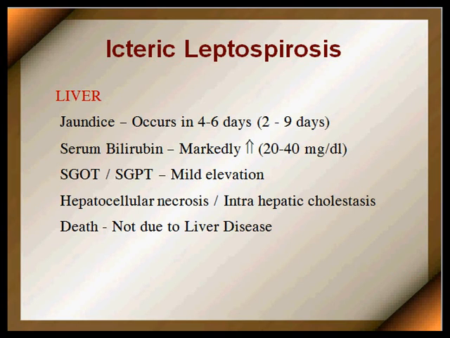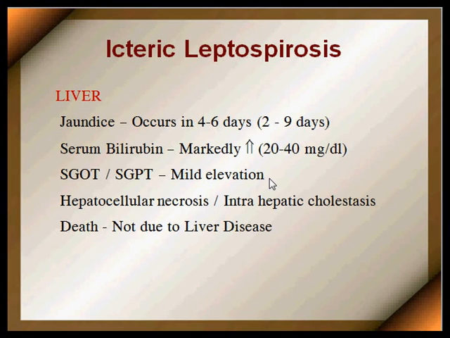Icteric leptospirosis, the liver is the target organ there. Jaundice occurs in 4 to 6 days, usually in 2 to 9 days after the exposure. Serum bilirubin is markedly elevated compared to viral hepatitis. In viral hepatitis we see 2 milligrams, 4 milligrams, 5 milligrams, but not 20 and 40 milligrams. Here in icteric leptospirosis, marked elevation of serum bilirubin and a very mild elevation of the liver enzymes. The transaminases are not commensurately elevated as we see in case of viral hepatitis.